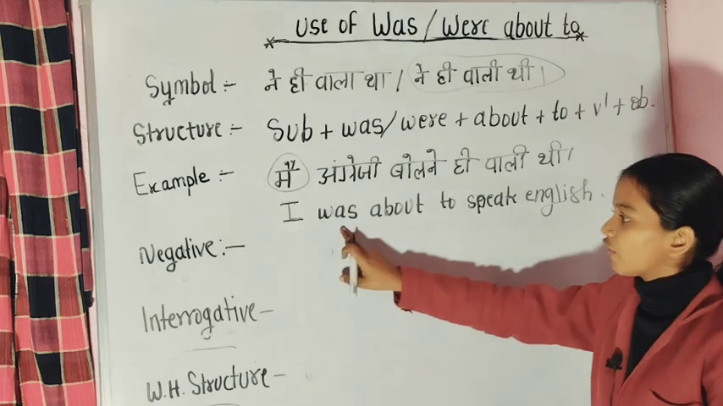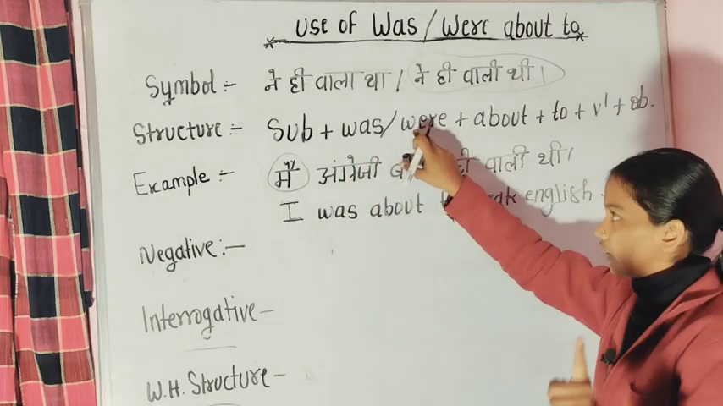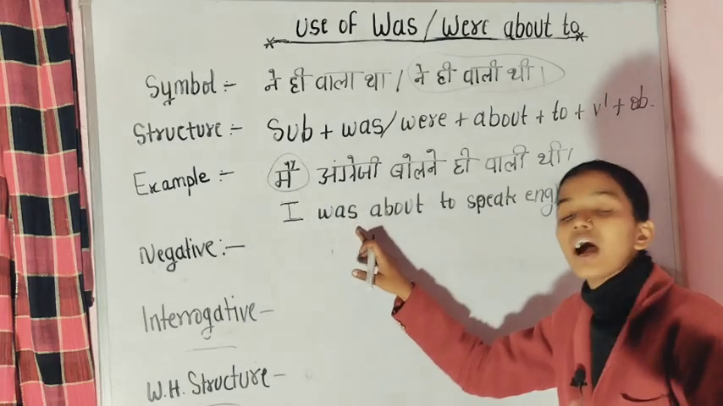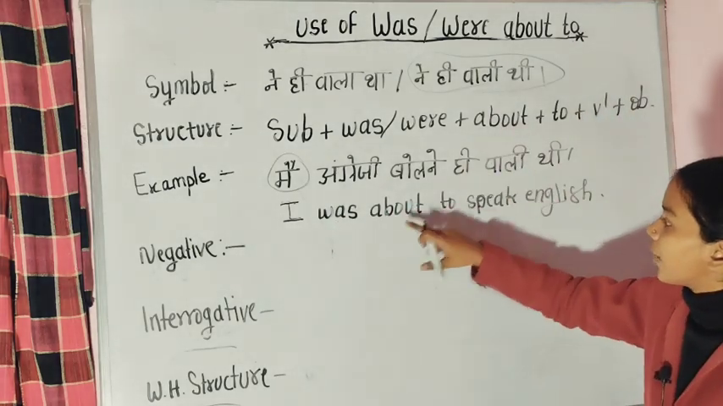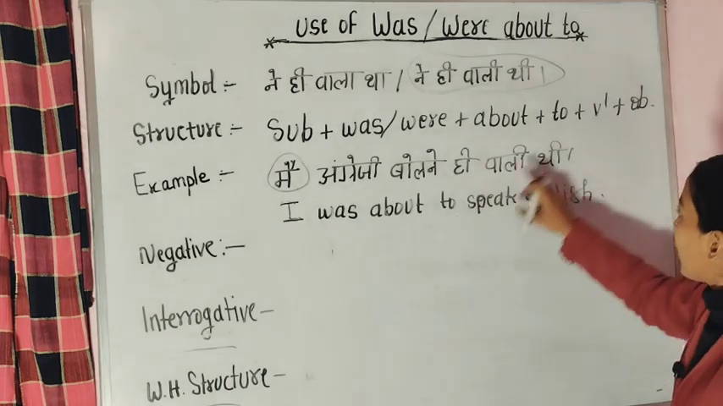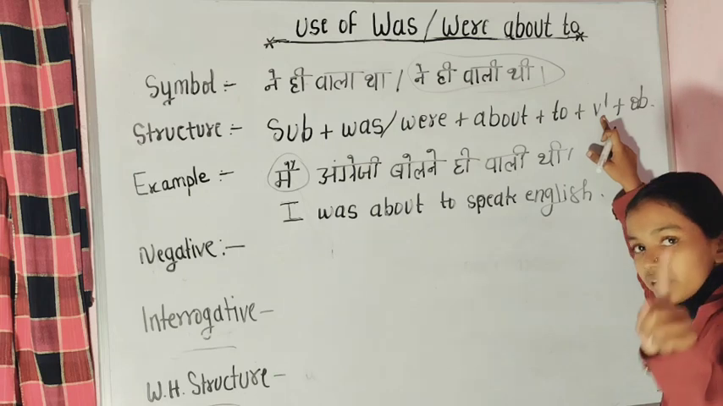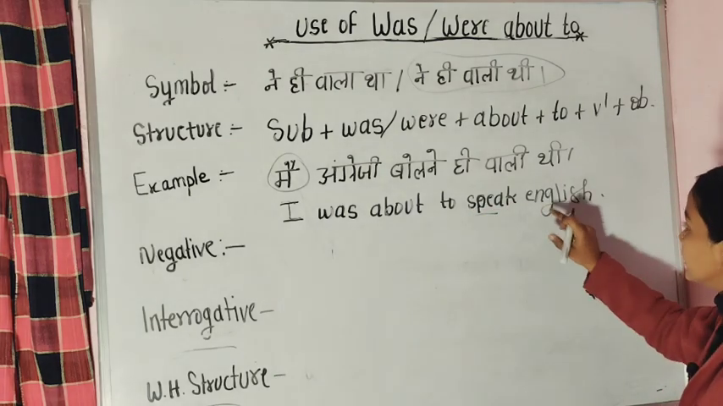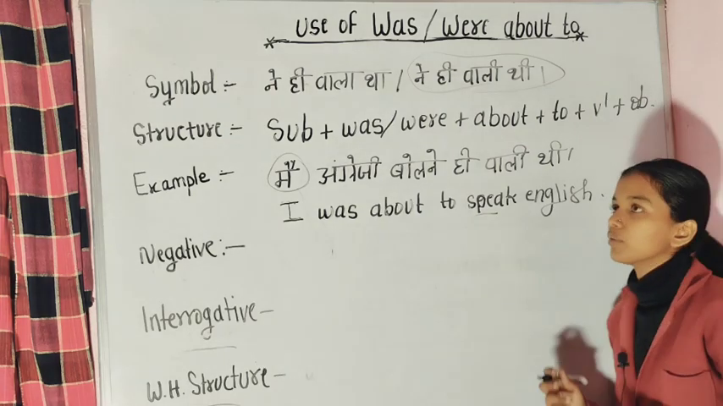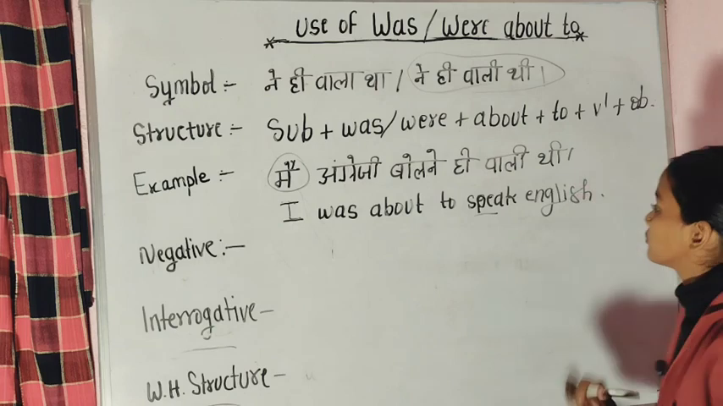Subject is this, and our modals are was, were. We can choose any one. In both, we have to choose one. That is was, and we have to add about and to. And what is verb one? In verb, we have to use verb one, the first form. That is speak, and our object is English. Object is English, meaning बोलने वाली थी. तो क्या बोलने वाली थी? तो इंग्लिश बोलने वाली थी.